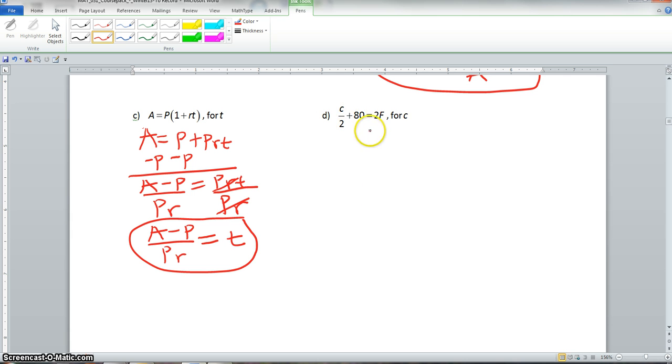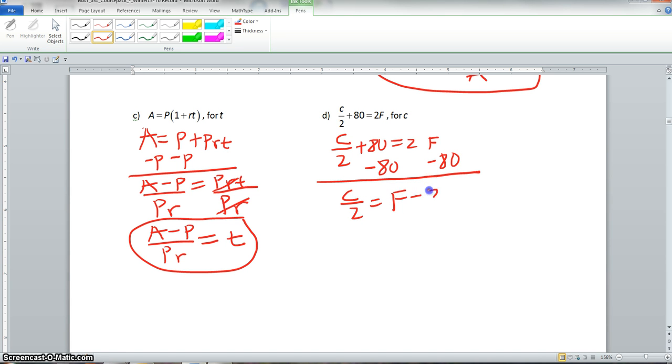Now we come to D. We have C over 2 plus 80 is equal to 2F, and we want to solve for C. Now, the first thing we should do is subtract 80 on both sides. So we will have C over 2 is equal to F minus 80. And now, we have to get rid of this 2 out of the denominator. So we're going to multiply everything by 2.